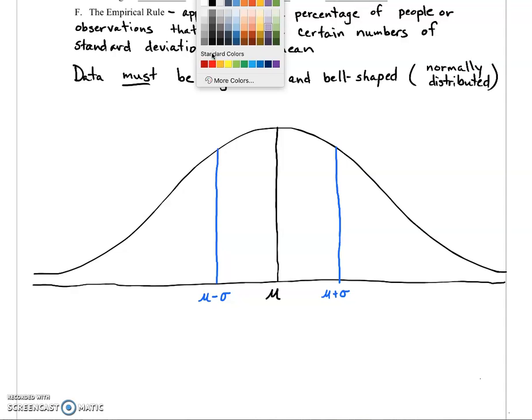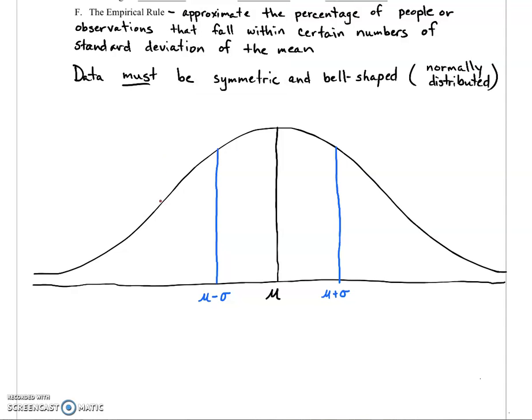Then we have another standard deviation on either side. So this on the right, the new line I drew, is the mean plus 2 times sigma. And on the other side, it is the mean minus 2 times sigma.